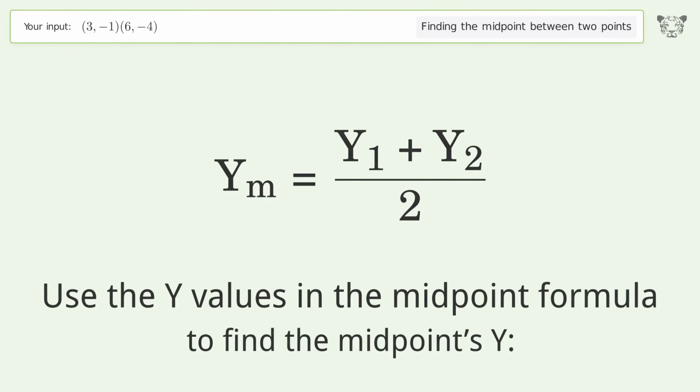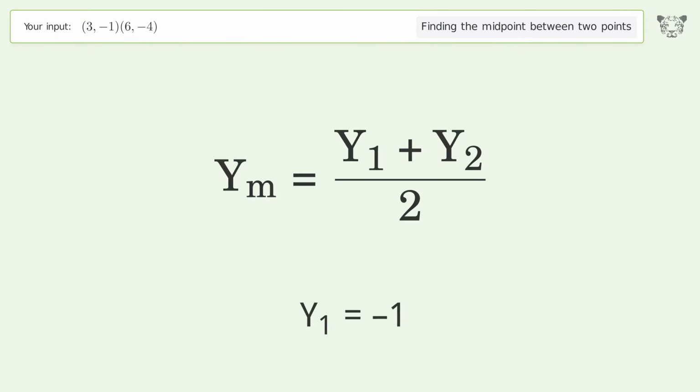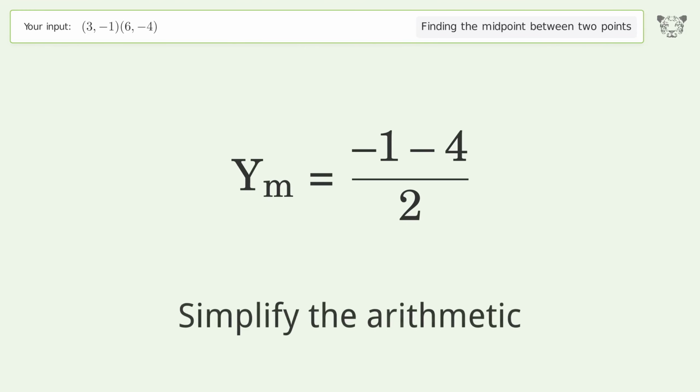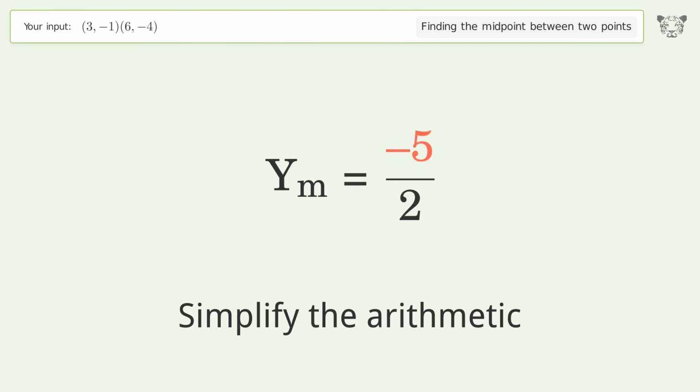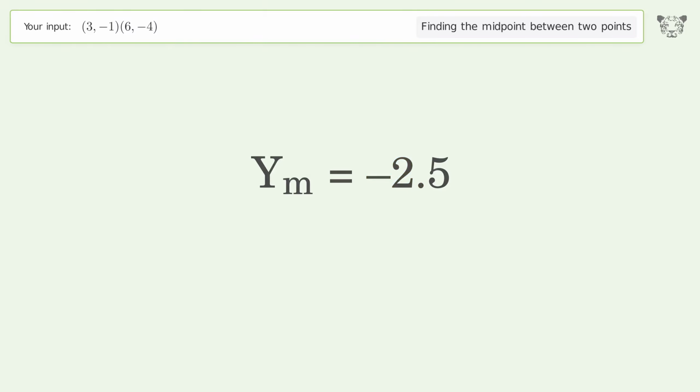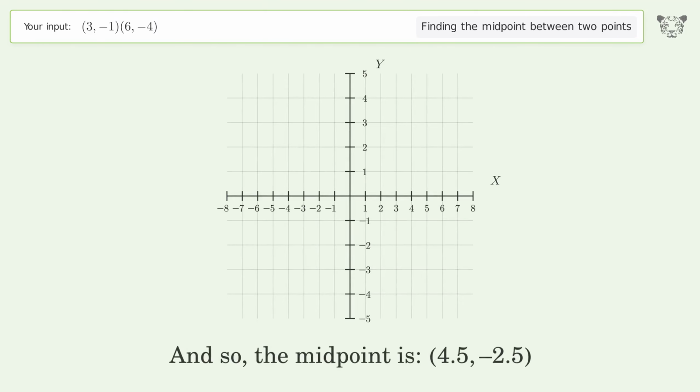Use the y values in the midpoint formula to find the midpoint's y. y1 equals negative 1. y2 equals negative 4. Simplify the arithmetic. And so, the midpoint is 4.5, negative 2.5.